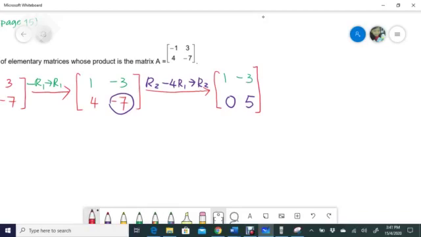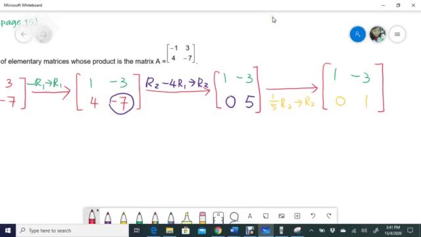So what else can you do? Obviously your 5 you need to change to 1. So you have 1 over 5 R2 happen to R2. So you have 0 and 1, and here you have 1, -3, am I right?